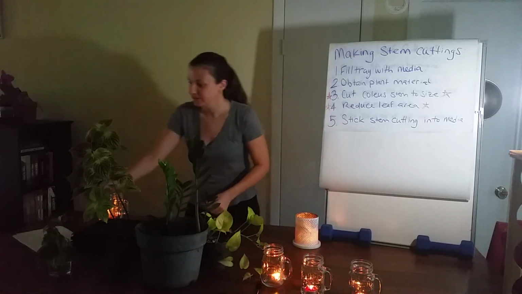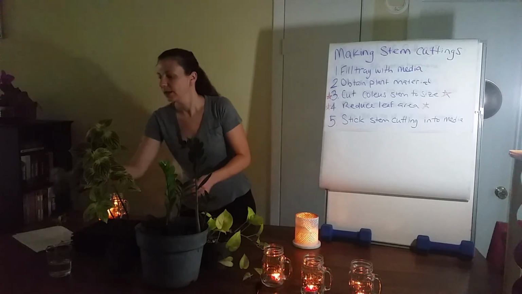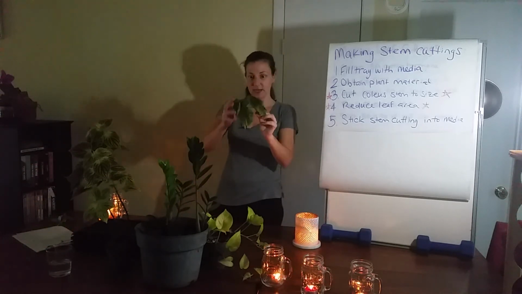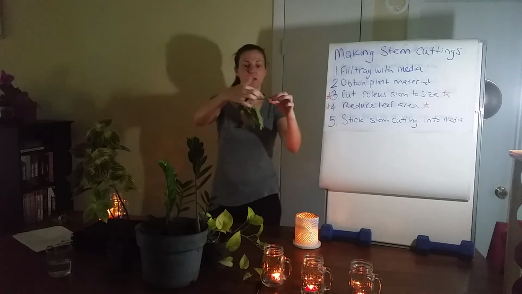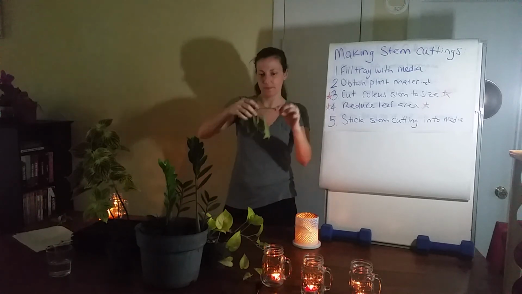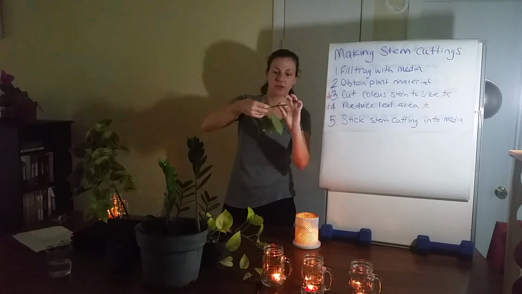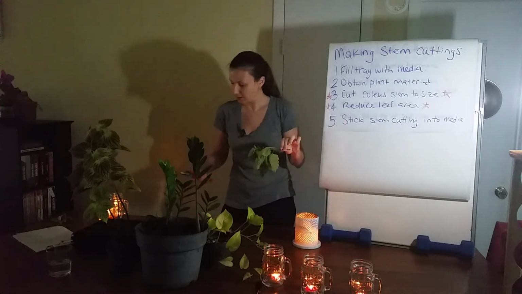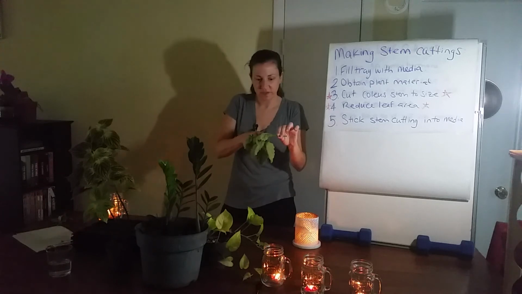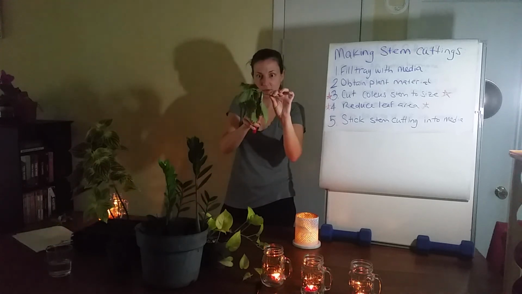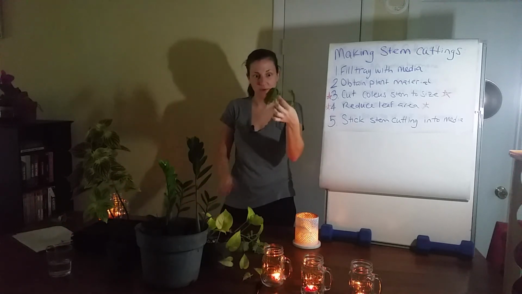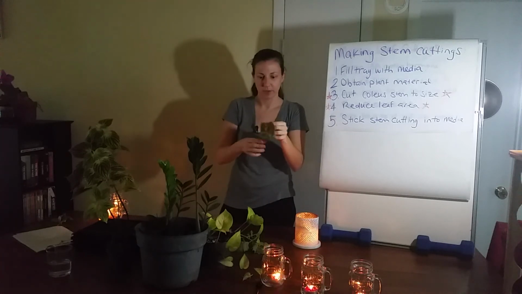Okay, so then essentially we're going to take this coleus stem right here. As you can see, it's got a bunch of different nodes with leaves on it. I'm going to go ahead and cut about 3 inches up to where you see these 2 leaves. Just give it a little cut just above the leaves. And now we've got a cutting that has leaves on top.